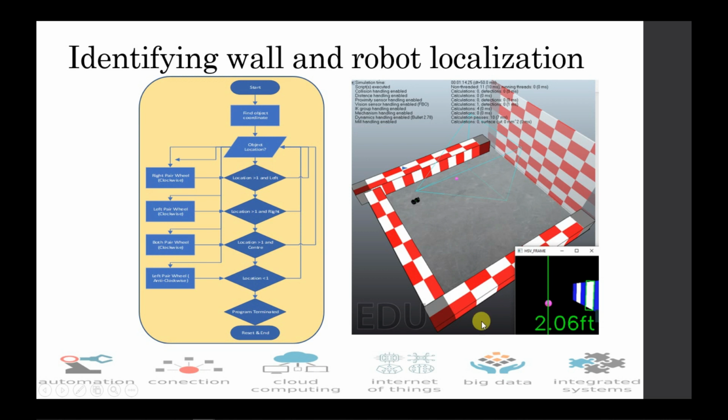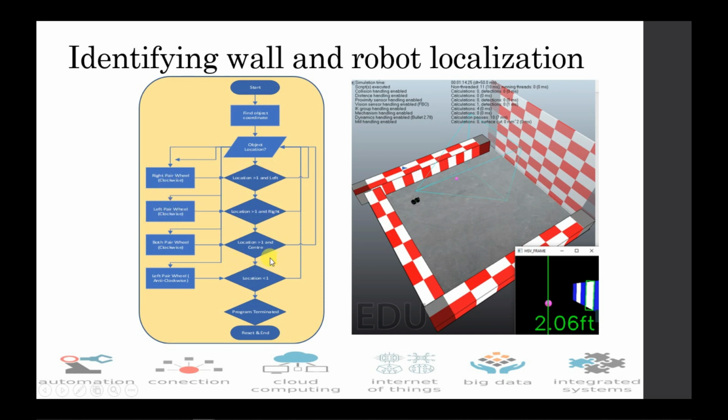The following algorithm happened. The program initiated, then the object location has been analyzed. If the location is less than 1 and left, the right pair will get activated. If the location is less than 1 foot and right, then the left pair will get activated for the robot to correct itself and keep the target in center position.